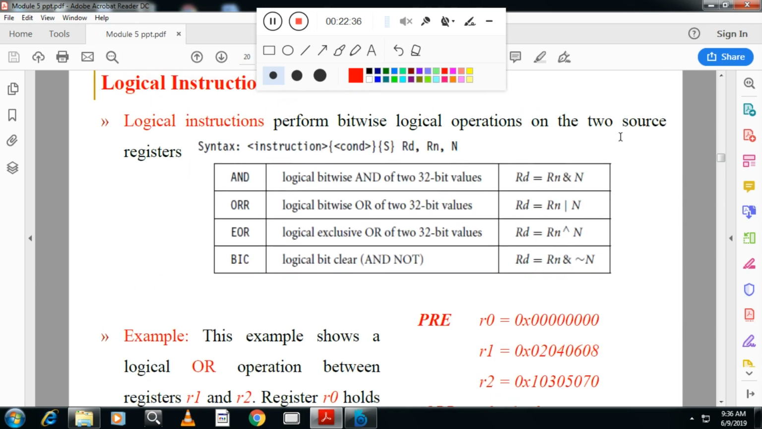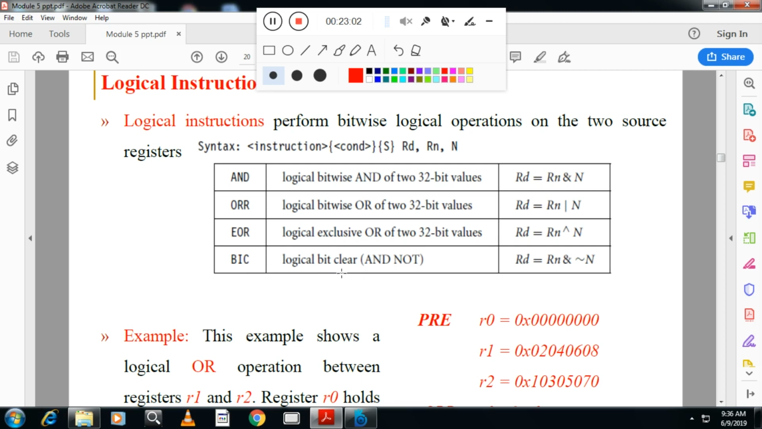Next one is the logical instructions. Logical instructions we have AND, OR, exclusive OR, and logical bit clear. The AND operation we know, logical AND, and you can write the syntax. The logical OR operation we know, and it is just like addition. Exclusive OR operation we know from our previous theory. And bit clear, logical bit clear.